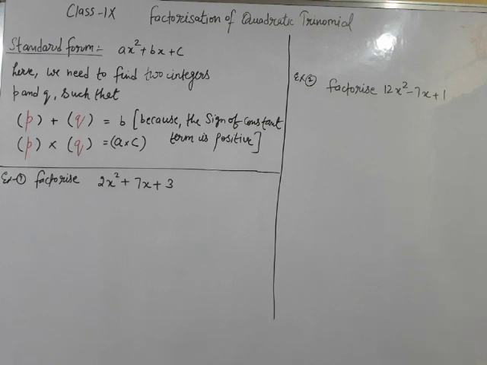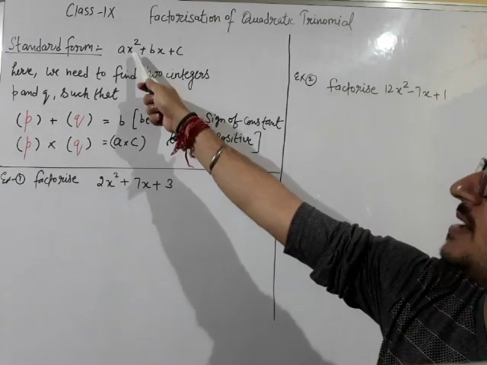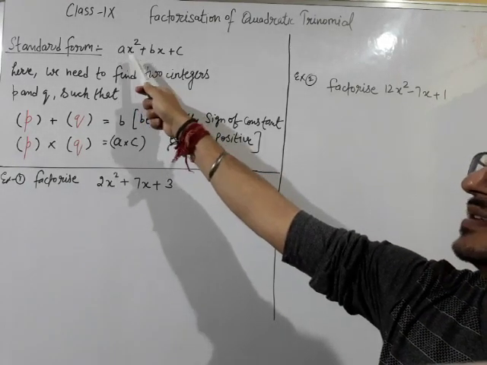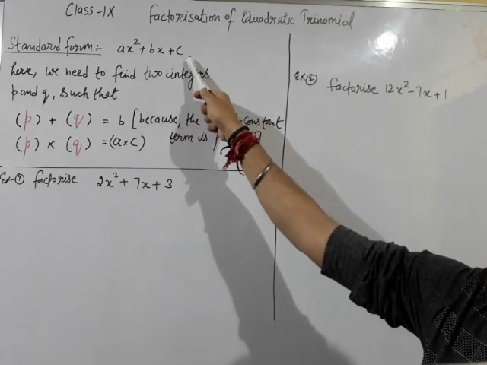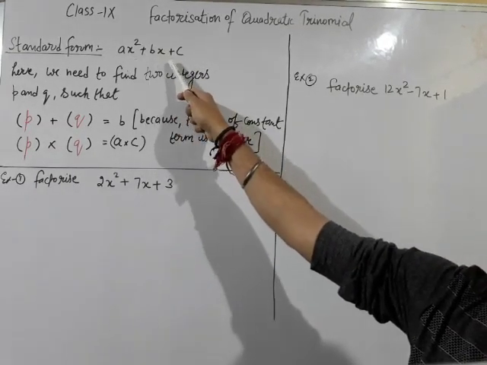Our today's topic is factorization of quadratic trinomial. Quadratic trinomial means when the polynomial has three terms, and quadratic means when the degree of the polynomial is 2. This is the standard form of quadratic trinomial, ax square plus bx plus c, where a, b and c are constants and x is a variable.